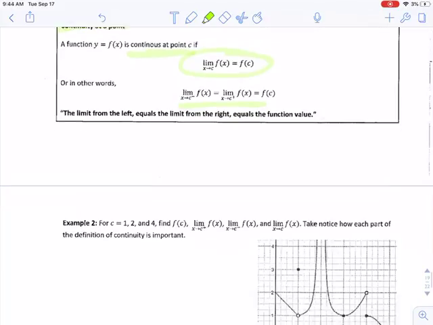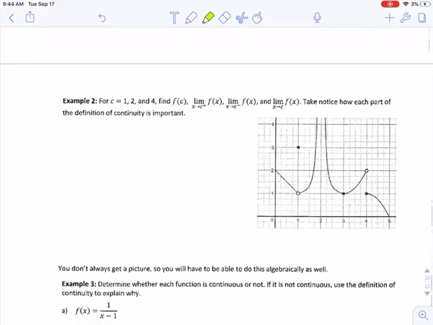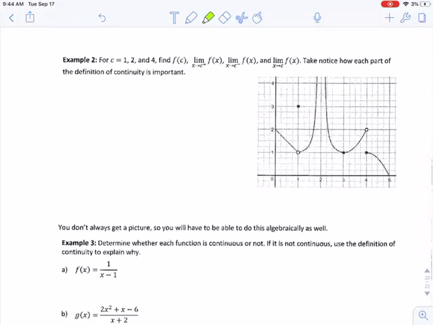So moving on to example 2, the direction reads, for c equals 1, 2, and 4, find f of c, the limit as x approaches c from the right, the limit as x approaches c from the left, and the limit as x approaches c. Take notice how each part of the definition of continuity is important.